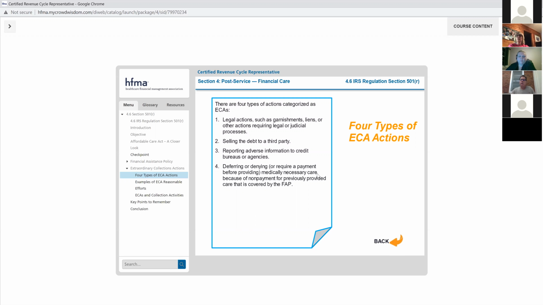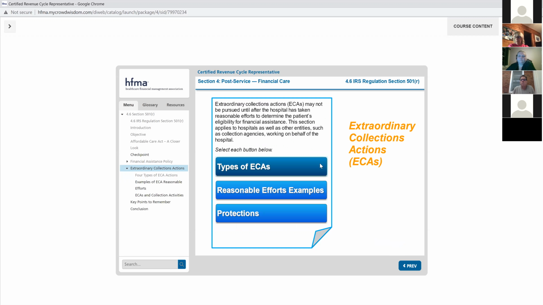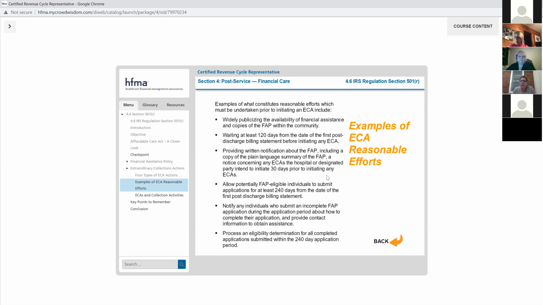Okay, reasonable effort examples. So what constitutes a reasonable effort, which must be undertaken prior to initiating ECAs? You have to publicize your financial assistance policy. You have to wait at least 120 days from the date of the first post-discharge billing statement for initiating any extraordinary collection action. You have to provide written notification about your policy, including a copy of the plain language summary.